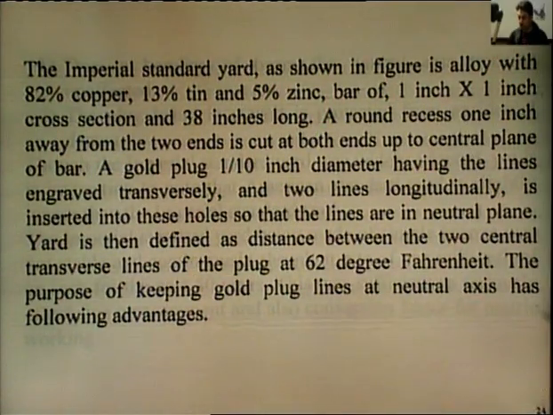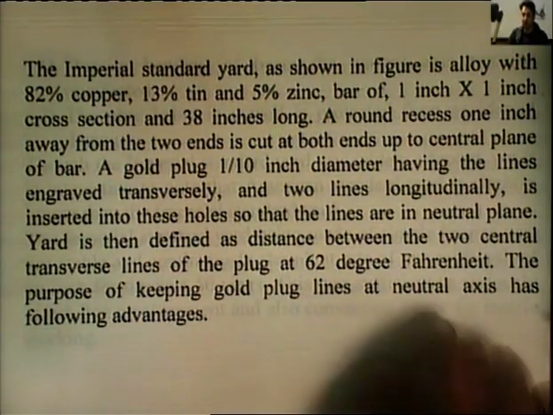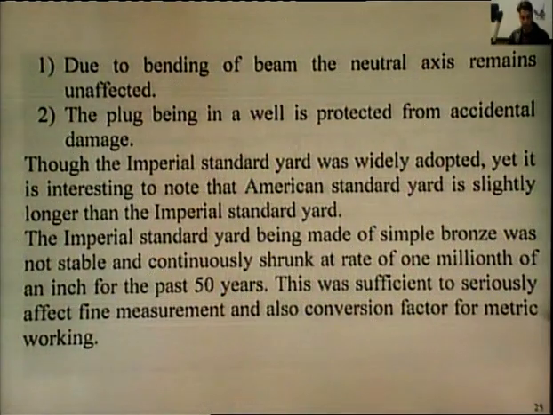The purpose of keeping gold plug lines at the neutral axis has the following advantages. Due to bending of the beam, the neutral axis remains unaffected. The plug being in a well is protected from accidental damage.